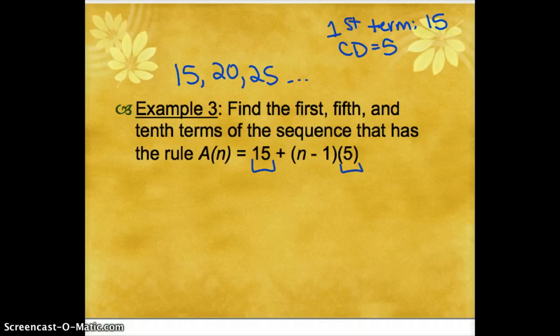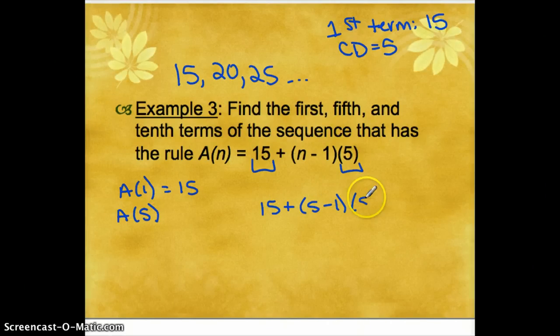This is just doing simple substitution. If I'm finding the first term, I don't even have to do any work because there it is. So A of 1 is going to equal 15. The fifth term is going to be A of 5, and you could just continue your pattern, which is fine, but it's probably good practice to use the formula. So you're going to do 15 plus the quantity 5 minus 1 times 5. So we're just doing 15 plus 4 times 5, or 15 plus 20 is 35.